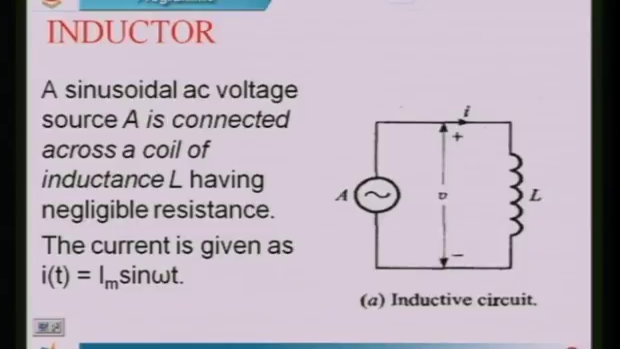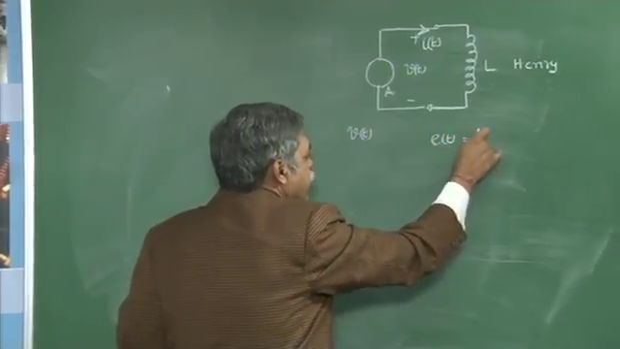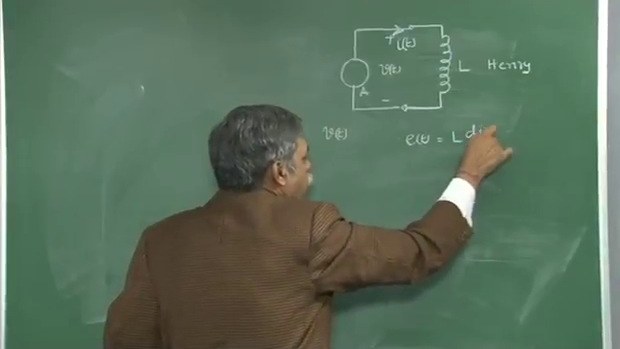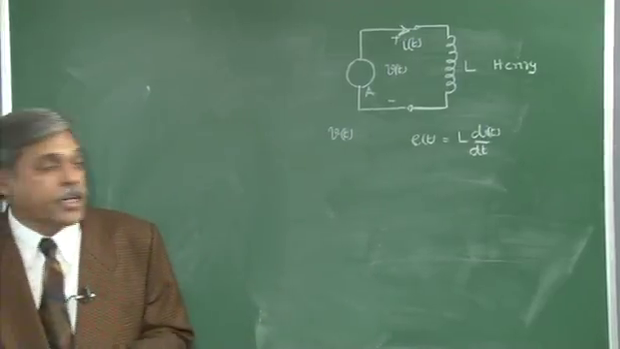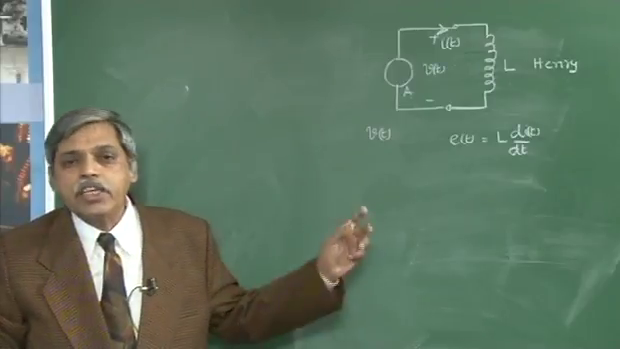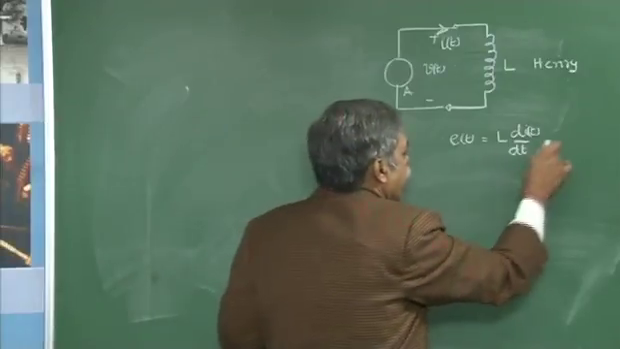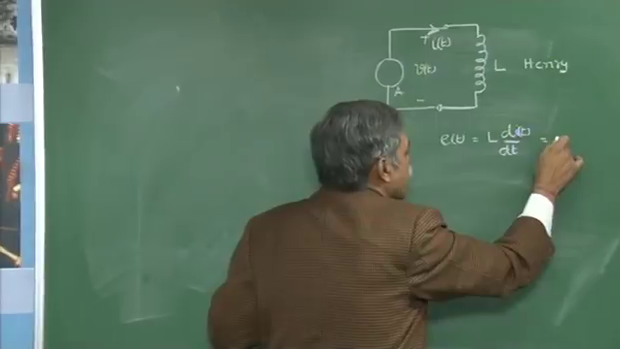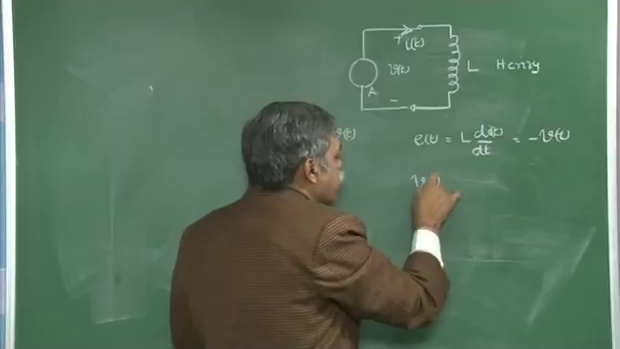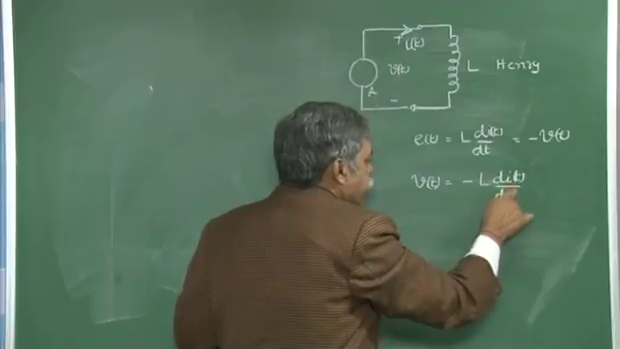Now the induced voltage in the inductor, if I represent it by E of t, I can write this as L di of t by dt. Here L is the inductance. As per Lenz's law, this induced voltage will oppose the supply voltage. Therefore in a pure inductor I can write E of t is equal to minus V of t, or the voltage V of t is equal to minus L di of t upon dt.